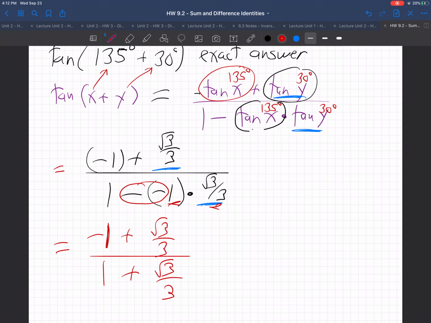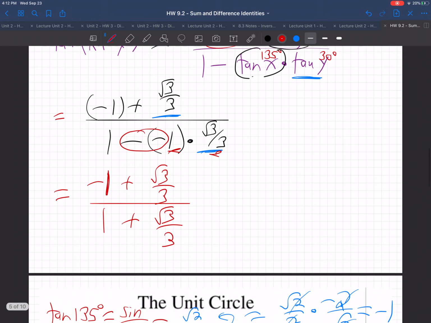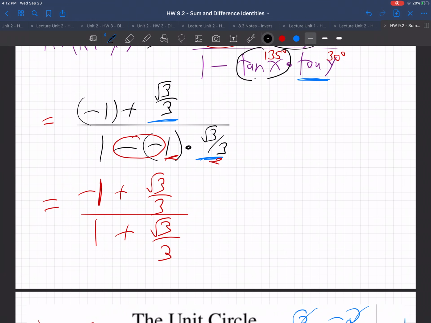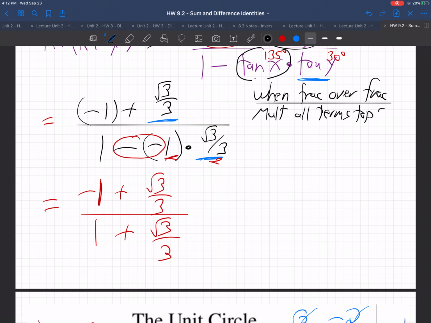Okay. Now, what are we going to do with that? Do we just leave it that way? No. So let me write it here for you. When we have fractions over fractions, you multiply all the terms, top and bottom, by the LCD over 1.